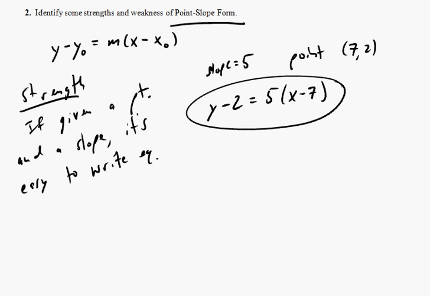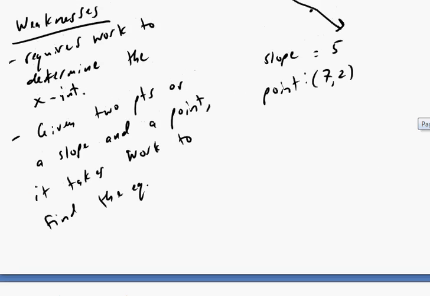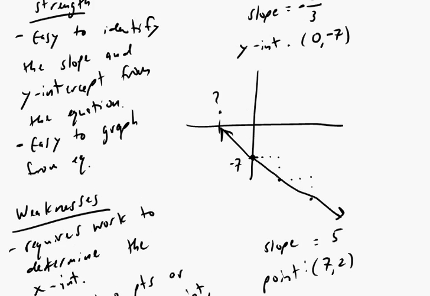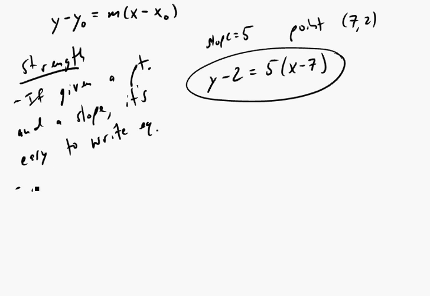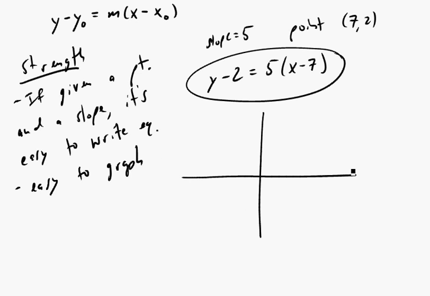Another strength would be that it's about as easy to graph as slope-intercept form is. You remember that one of the strengths that I mentioned is that it's relatively easy to graph. So I would say that it's also pretty easy to graph an equation in point-slope form. So for instance, if I gave you this equation, you'd be able to identify the point (7, 2), and you'd be able to use the slope to plot more points. You would just go up 1, 2, 3, 4, 5 over 1, and you would be able to graph the line. So that's another strength.